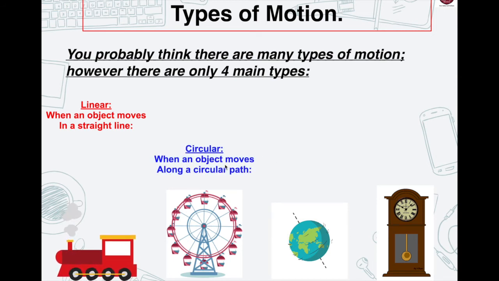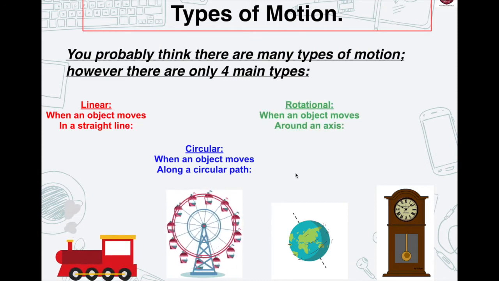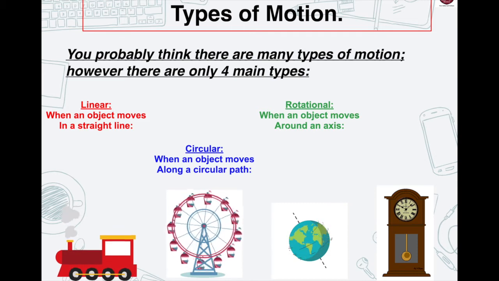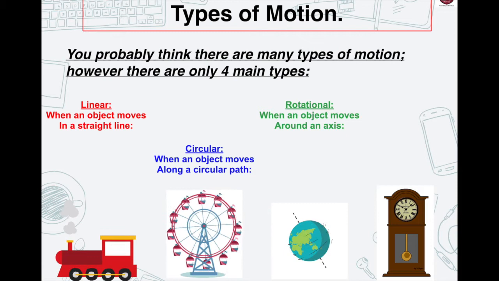The second one is circular motion. This is when an object moves around or along a circular path, just like this Ferris wheel. The third one is rotational. When an object moves around an axis, it is rotating, and that is rotational motion. Just like you learned earlier this year all about the Earth. The Earth spins on an axis, so the Earth has a rotational motion.